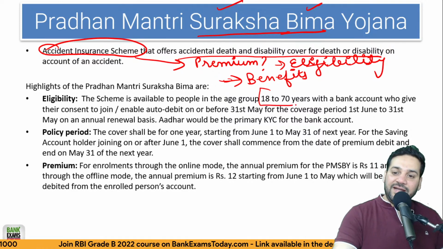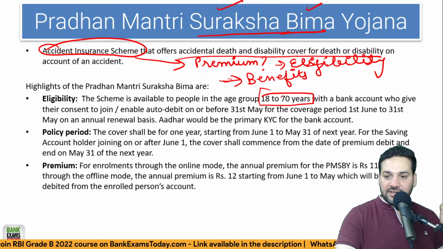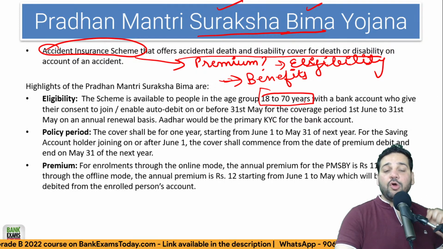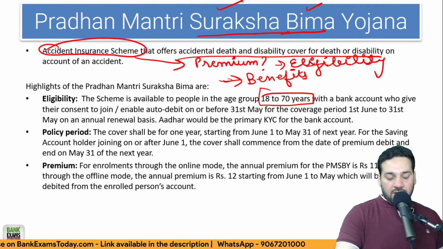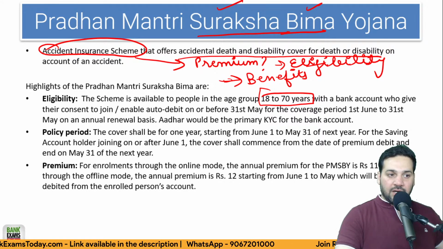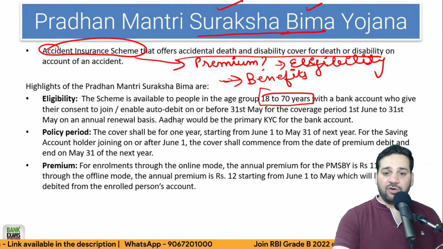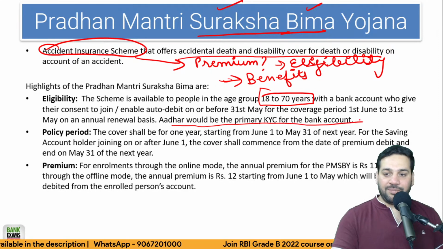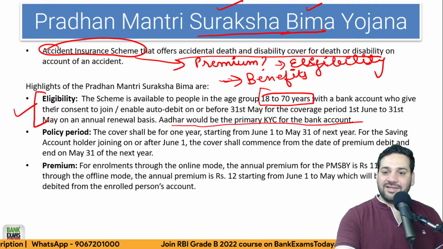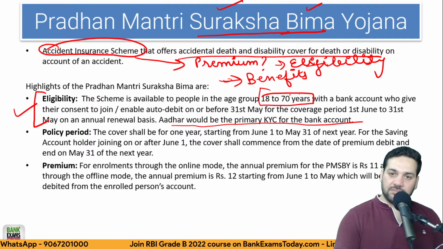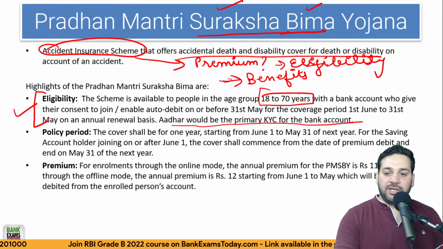Okay. First of all, let's check the eligibility criteria. The age between 18 to 70, it used to be 65, but now it has been extended to 70 years, with a bank account whose holder gave consent to auto debit the premium amount. Okay. If you have to pay the premium, Aadhaar would be primary KYC for the bank account. Okay. So eligibility is there, 18 to 70 years. Aadhaar, obviously you have the Aadhaar.